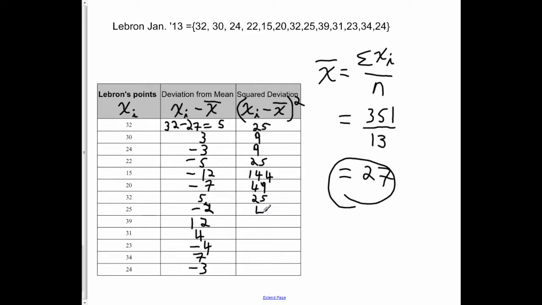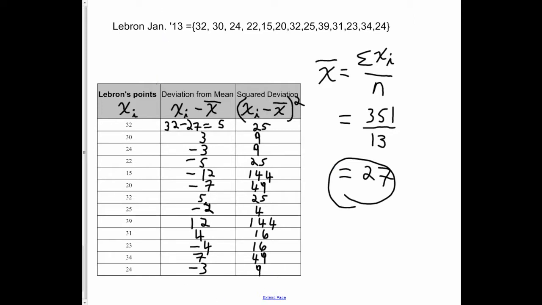Square the 2, and I get 4. Square the 12, I get 144. Square the 4, and I get 16. Square the negative 4, I also get 16. Squaring 7, we get 49. And when you square negative 3, you get 9. So there I found all my squared deviations.